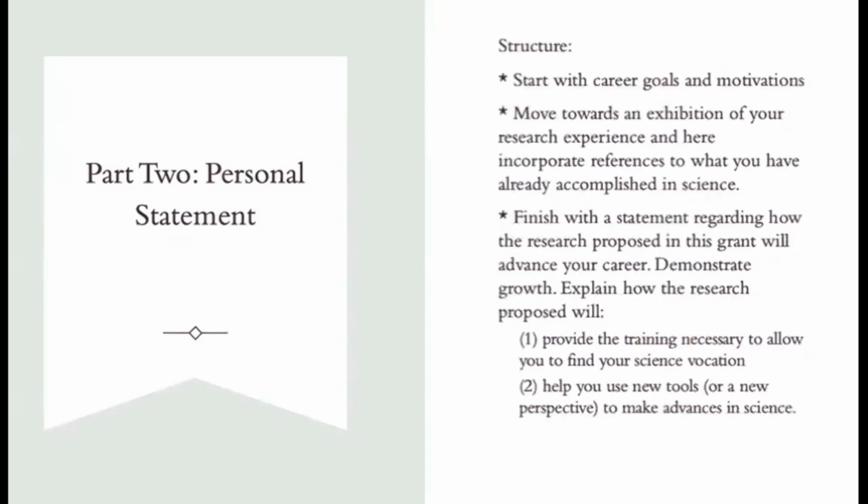The suggested structure of the personal statement is to start with career goals and motivations. Then move towards an exhibition of your research experience and incorporate references to what you've already accomplished in science. Finish with a statement regarding how the research proposed in this grant will advance your career. Explain how the research proposed will provide the necessary training to allow you to find your science vocation and help you use new tools or a new perspective to make advances in science.